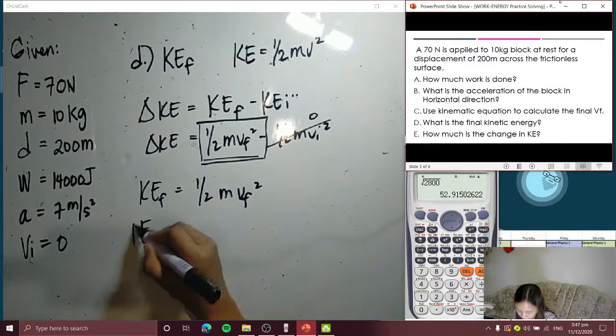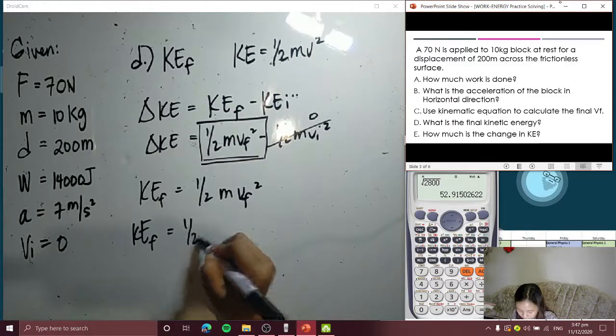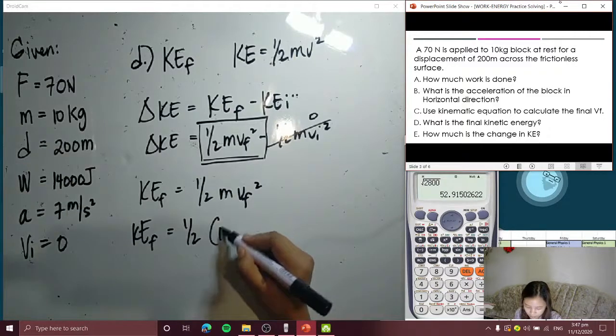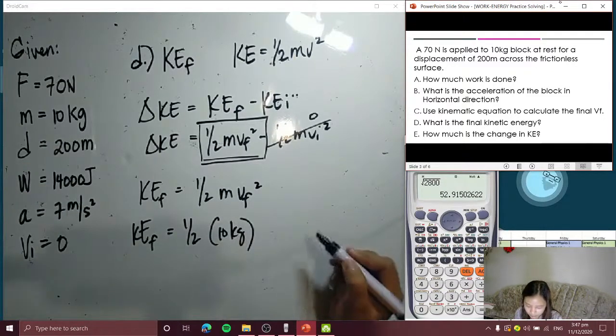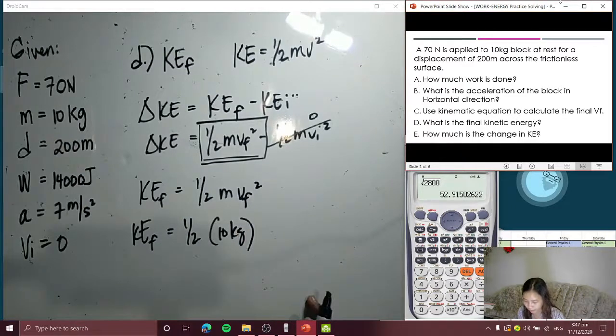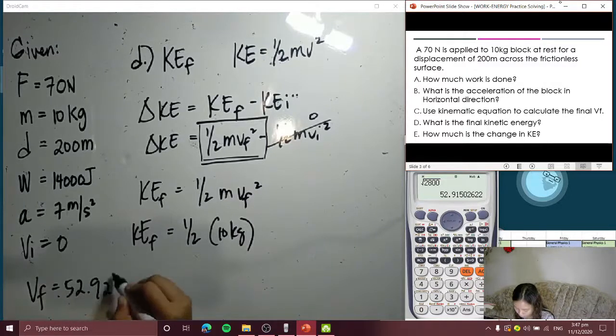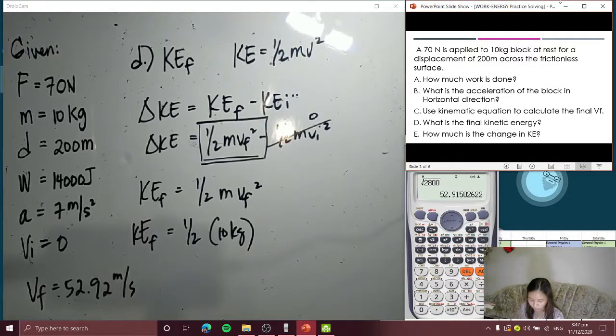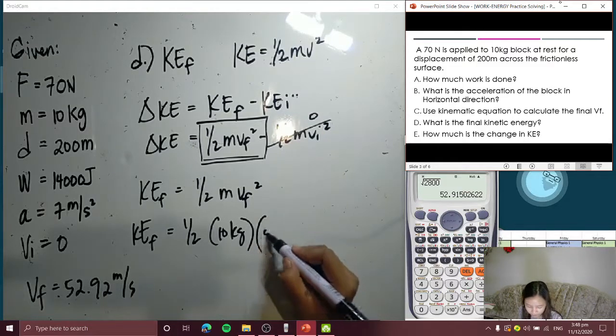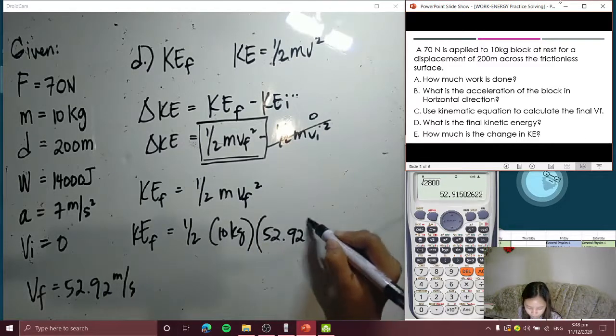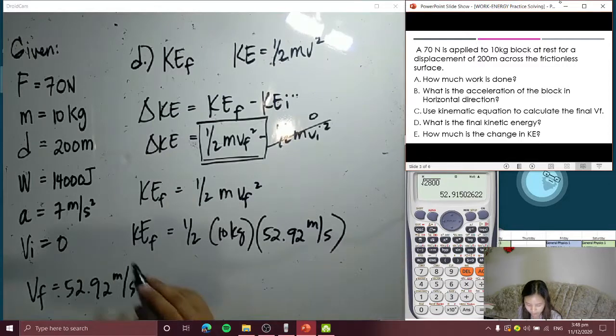So KE final is equal to 1/2, substitute the mass, that's 10 kilograms, times, what is our VF? If you remember, it's 52.92 meters per second. Okay, so we substitute 52.92 meters per second. Substitute, just simply multiply. We square it.